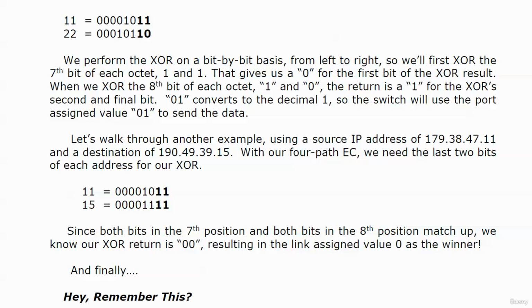22 is 00010110. So what bits do we have set there? We have the 16 bit set, the 4, and the 2. You add those up, it's 22.